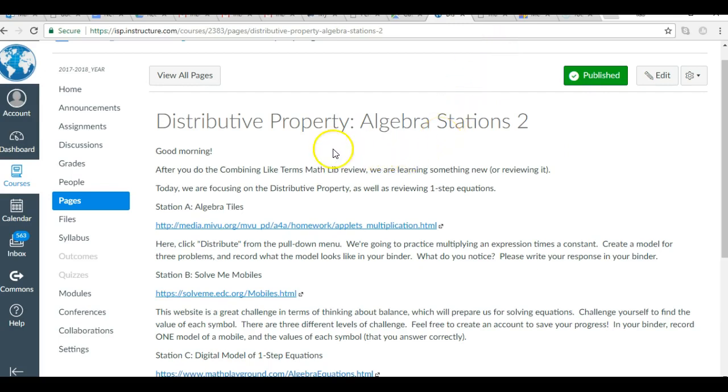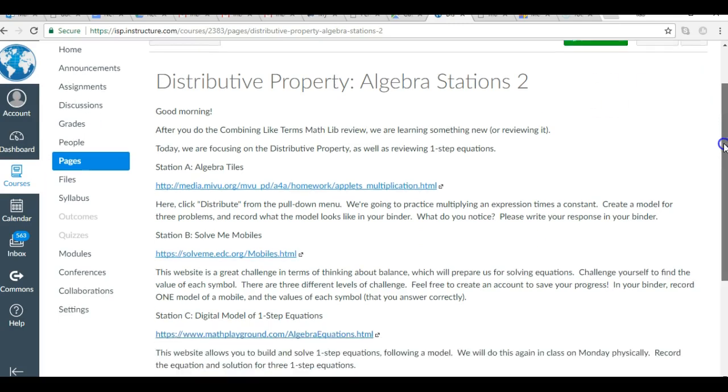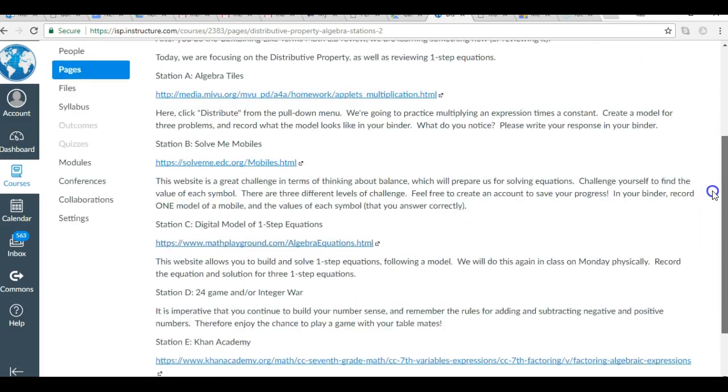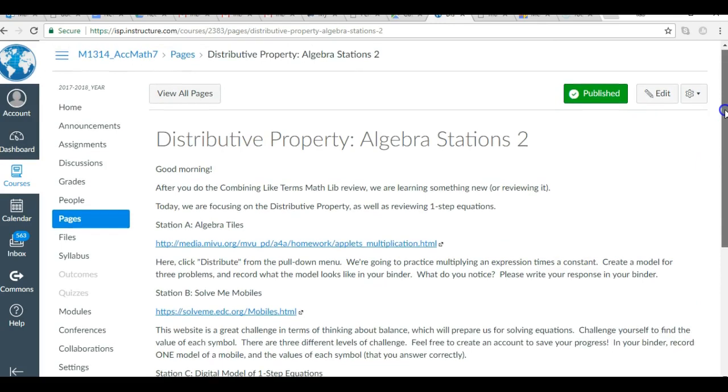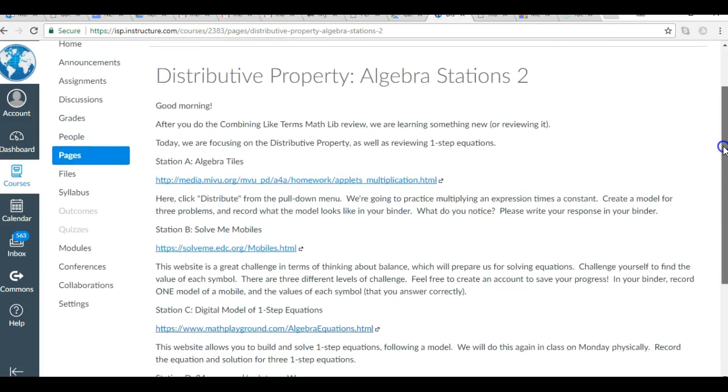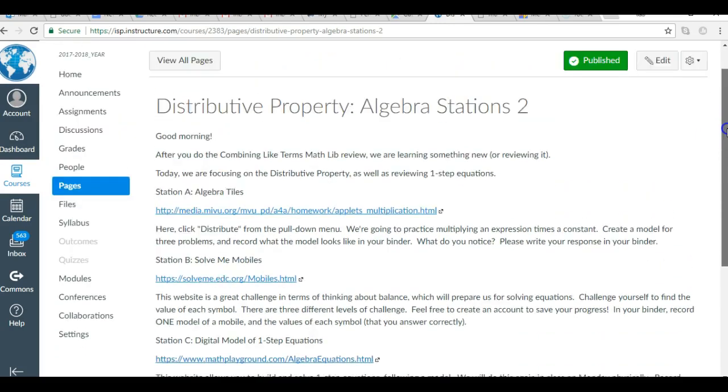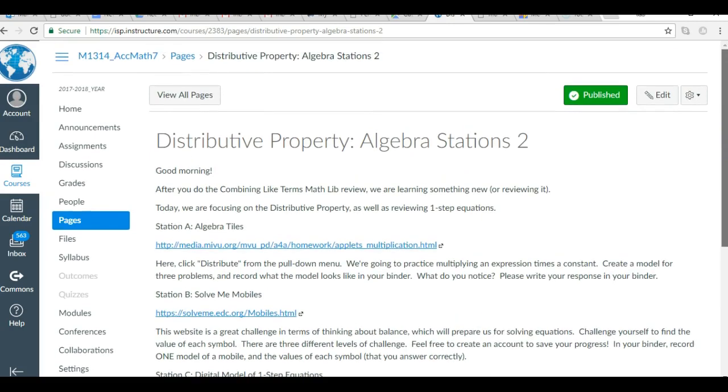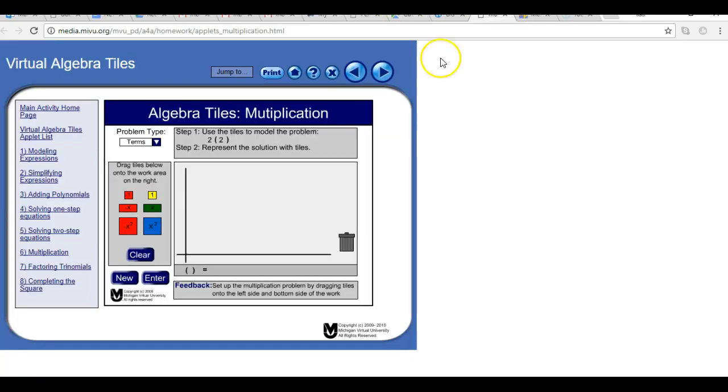So, where are we going after this? You are heading in Canvas to something called the distributive property, and this is our Algebra Stations number 2. You'll see here what you have to do. There's the typical stations A, B, C, D. I really only expect you to get through A and B and possibly C once you get through the combining like terms math lib.